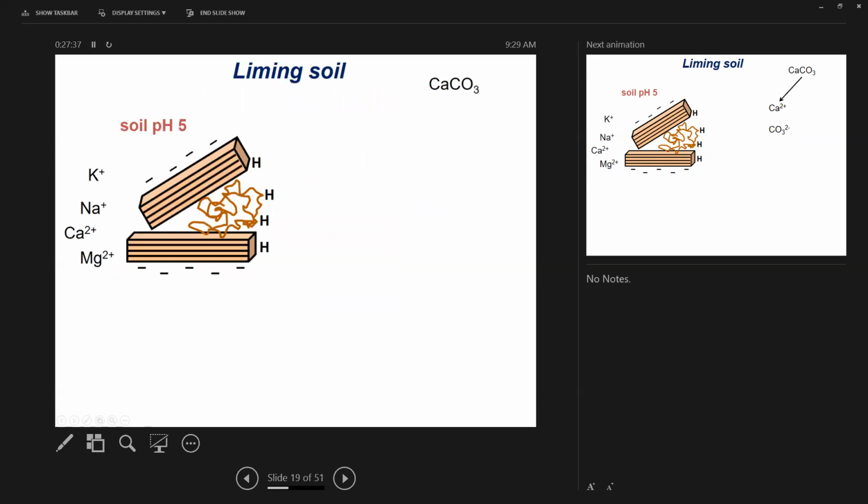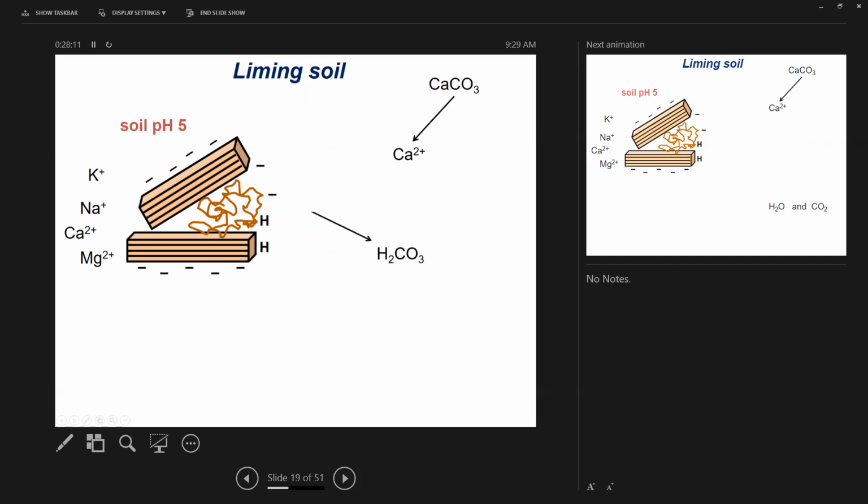So how does the liming reaction work? We have calcium carbonate. This is the example I use. You can have different carbonate forms, different silicate forms, or oxide or hydroxide, but by far calcium carbonate is the most common liming material used worldwide. So that calcium will dissociate. We have our carbonate.